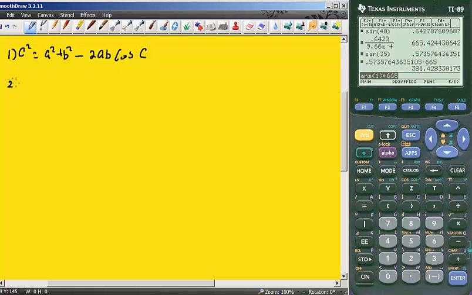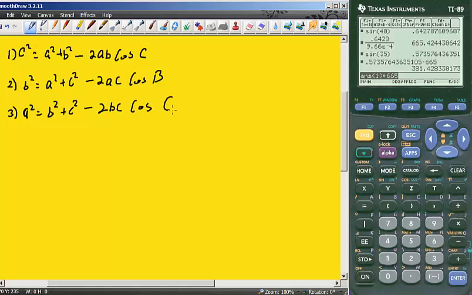Then we have a second one: b squared is equal to a squared plus c squared minus 2ac times cosine of angle B. And the third one: a squared is equal to b squared plus c squared minus 2bc times cosine of angle A.